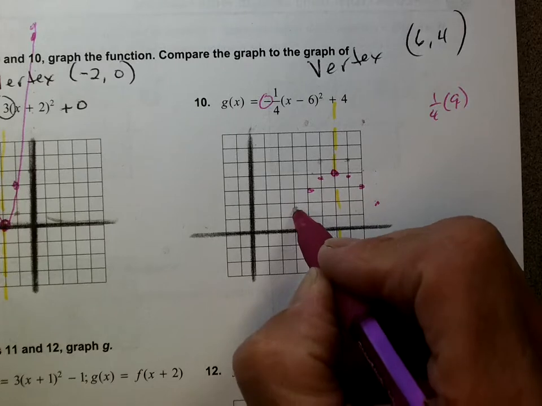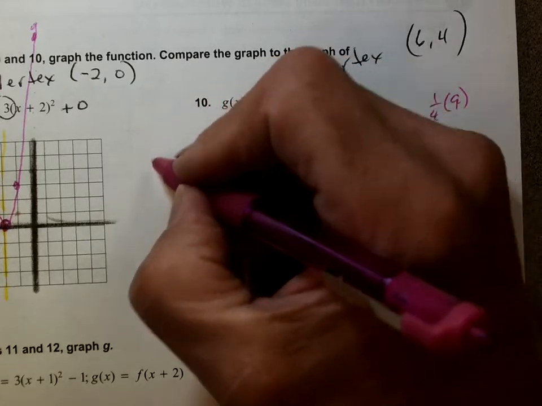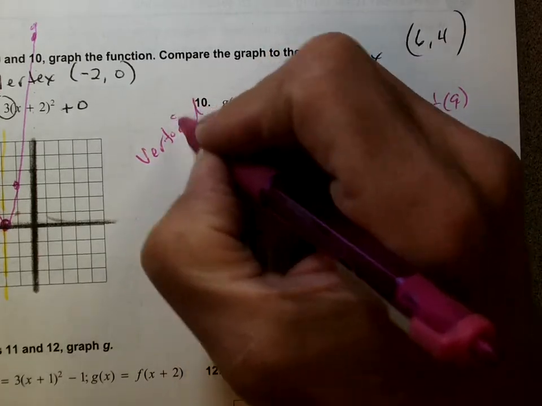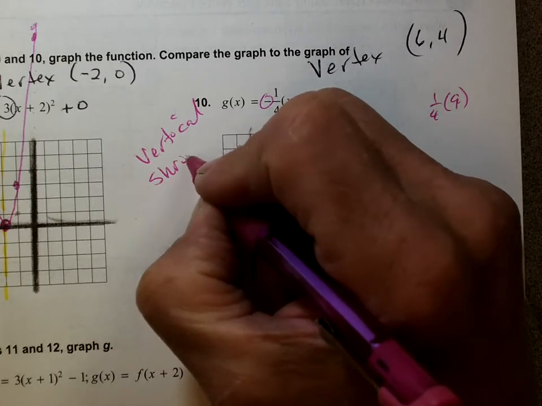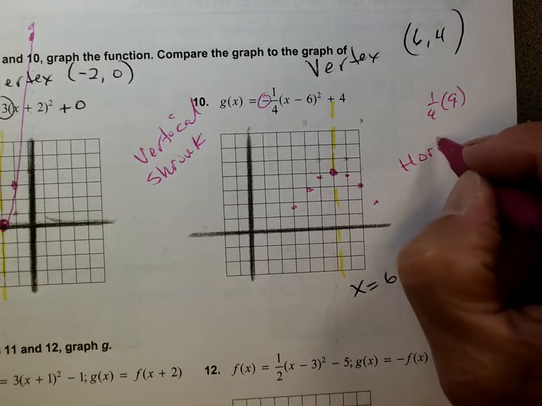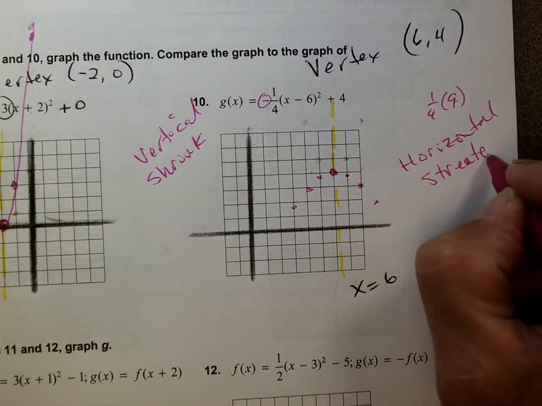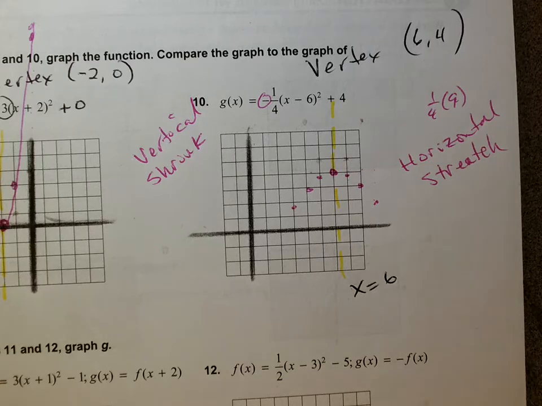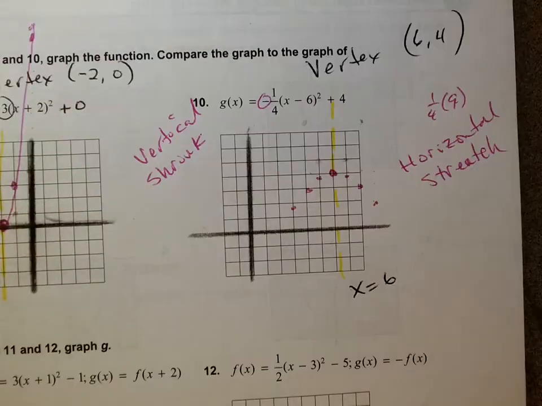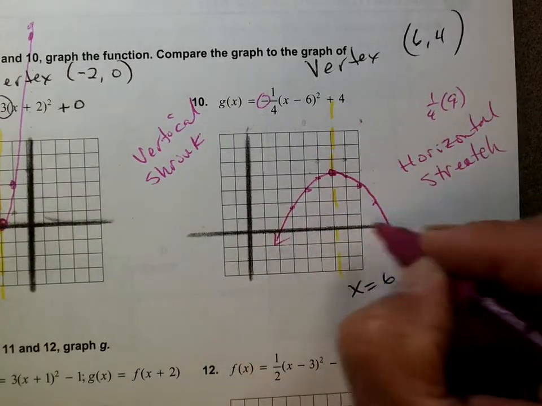And so it really makes it what we call either a vertical shrink. That's what the book says sometimes. Or it's a horizontal stretch. Kind of both. We either shrunk it this way or stretched it this way, but we got the same result. And it was also a reflection over the x-axis, wasn't it? Okay? And so here's our parabola. Something like that.